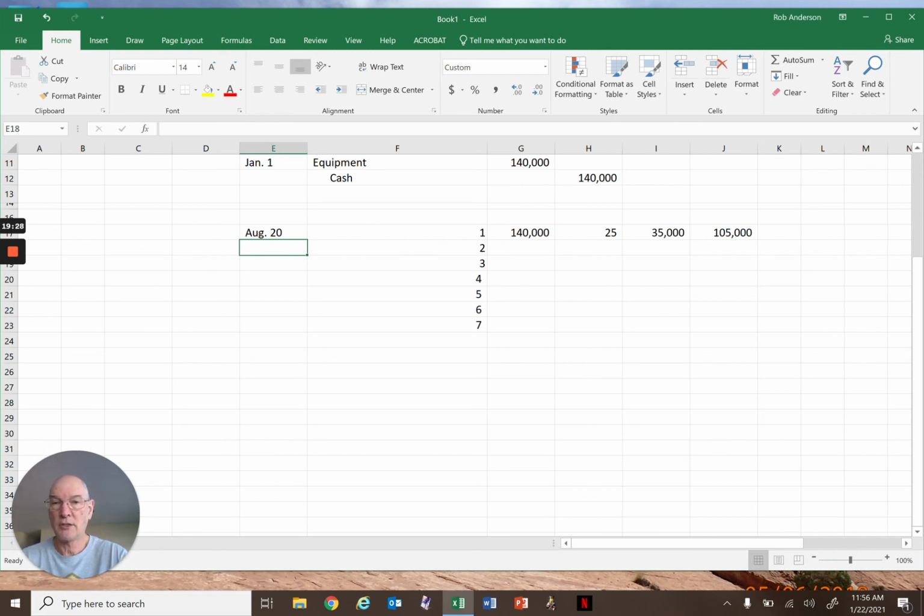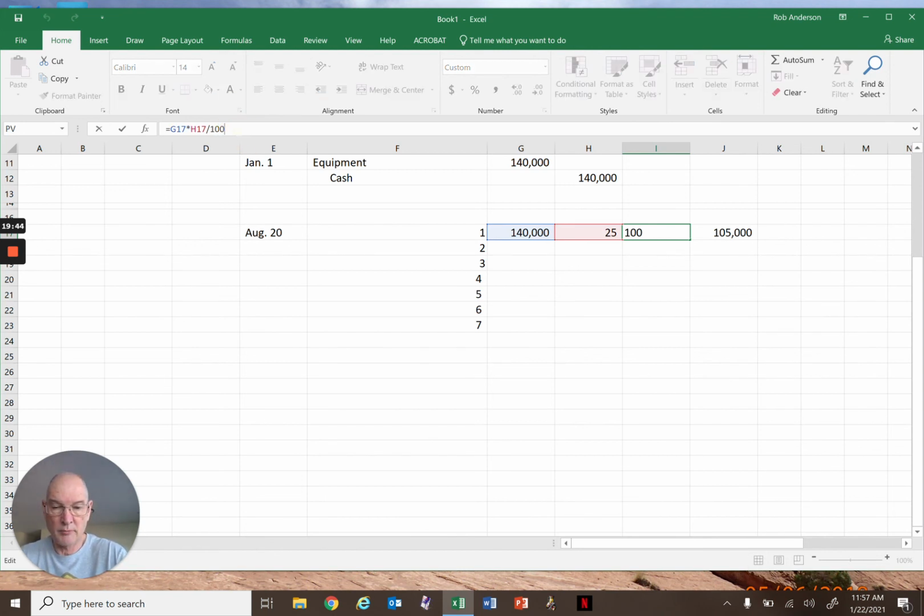So all I need to do is adjust this figure. I've already got 140,000 times 25%, and I just did it, divided by 100 to get the right number here. All I need to do is adjust this formula by going times 4 divided by 12. And of course, it's a much smaller number. Here's my new carrying value. Now that was pretty easy.